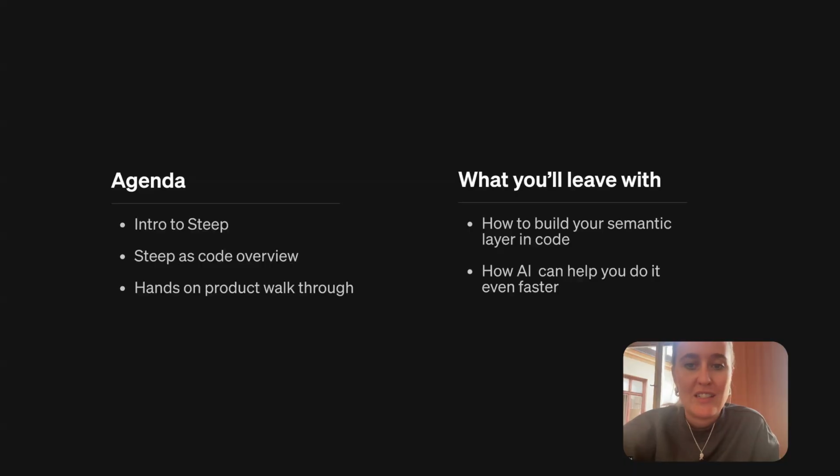And here's what we've got on the agenda today. We're going to start off with a brief intro to Steep in general and what it is. We're going to do an overview of Steep as code, how we built it, how it works, and what you're able to define. Then we're doing a hands-on walkthrough from our senior engineer, Oscar, and we'll learn how to build out a semantic layer in code with the help of AI, and you'll get to see it live. And by the end of the day, you should walk away knowing how to use code to build out your semantic layer and how AI can help you to do it even faster.